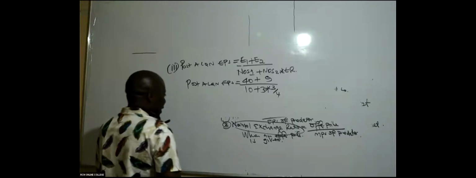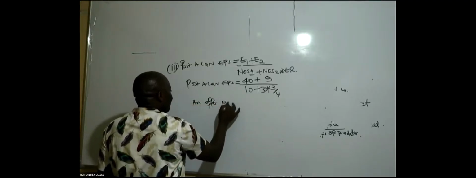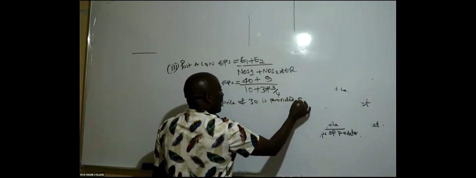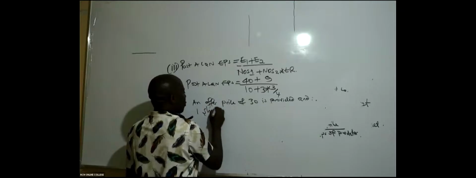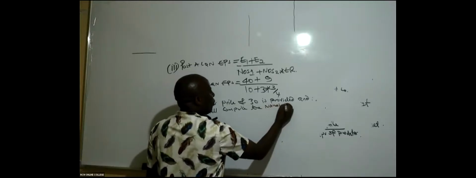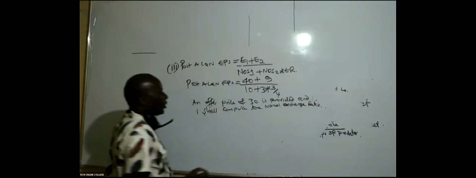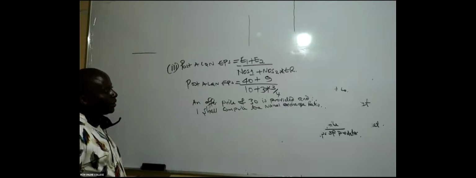So the offer price is provided here. An offer price of 30 is provided, and therefore I shall compute the normal exchange ratio.